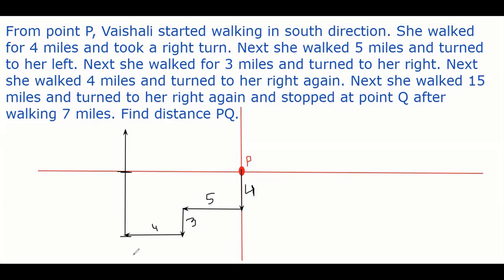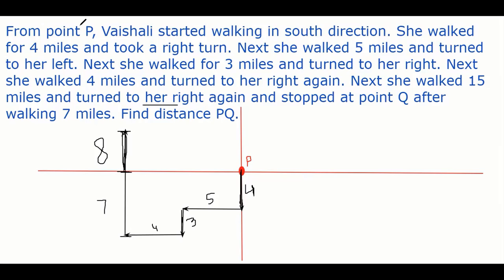Any idea? 4 plus 3, 7. Understood, guys? Why 7? This is 4. This is 3. So total 7. If this is 7, how much will this be, from this to this? 8. Got it everybody? This is very important. So she is here now.